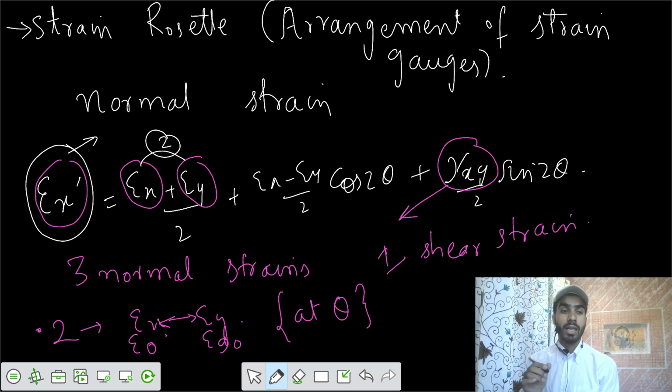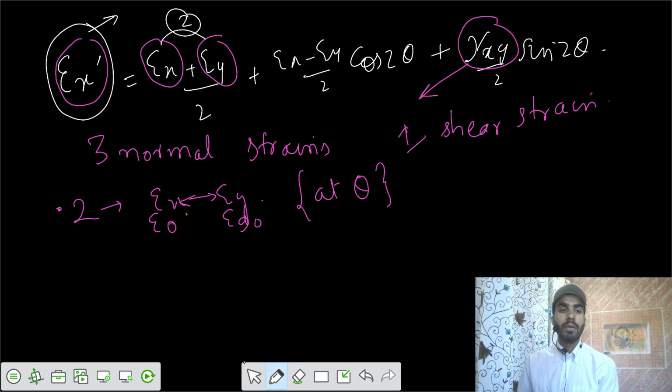So we use three strain gauges. One is in the x direction, the next is in the y direction, at 90 degrees from each other, and the third is at any angle theta. By measuring Ex dash using the strain gauge, we then get gamma xy from that relation. After getting gamma xy from calculations, we can get the value of Ex dash at any other location.